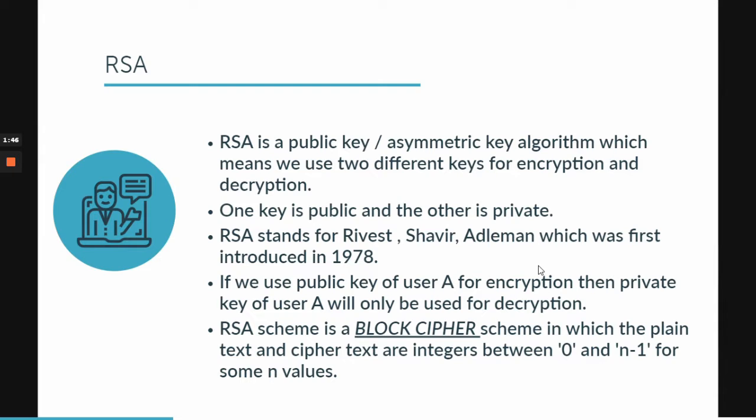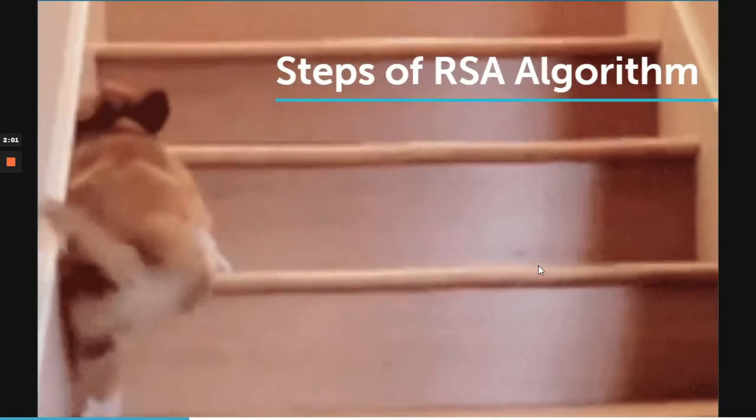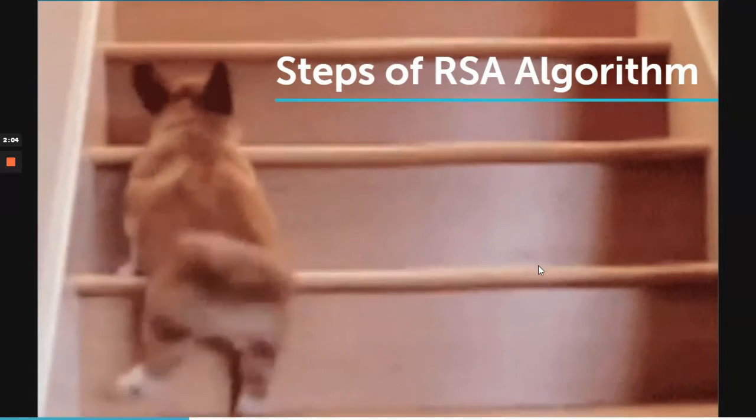The RSA scheme is a block cipher scheme. What is a block cipher scheme? It means that plain text and cipher text are integers, not strings, integers between 0 and n minus 1 for some n value. So let us now look at the steps of the RSA algorithm.